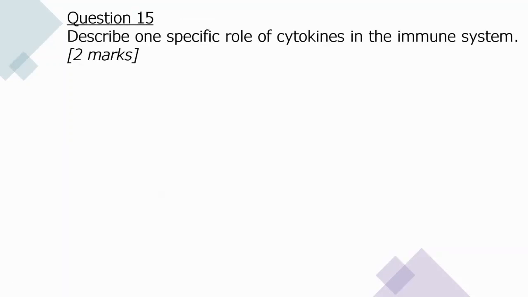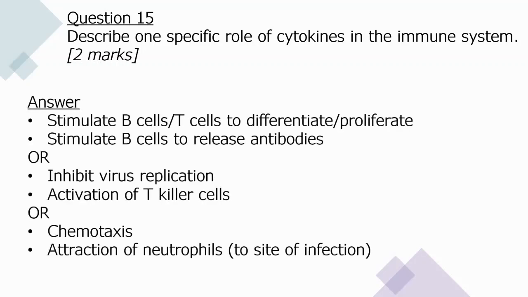Question 15, describe one specific role of cytokines in the immune system. So we've discussed a few roles of cytokines, such as them stimulating B cells or T cells to differentiate, and also stimulating B cells to release antibodies. They also inhibit virus replication and activate T killer cells, and something else that they're involved in is chemotaxis, as well as the attraction of neutrophils to the site of infection. So you can see our answers here.